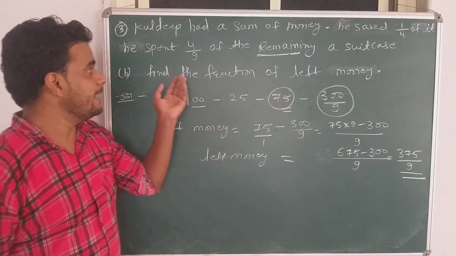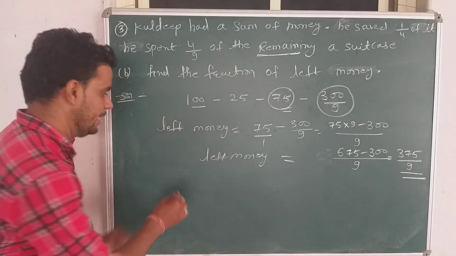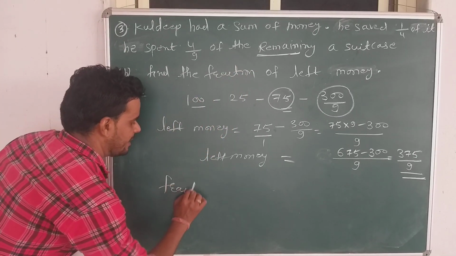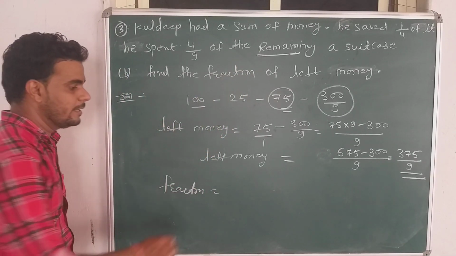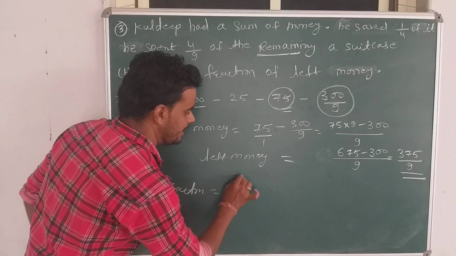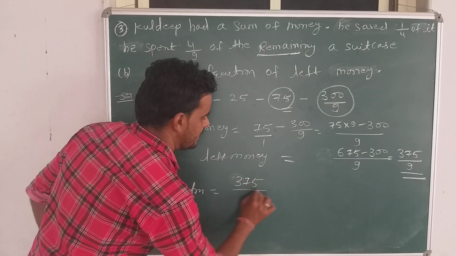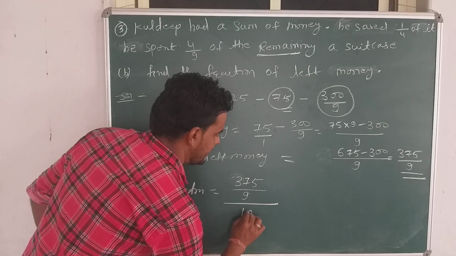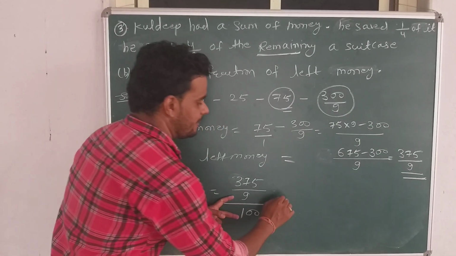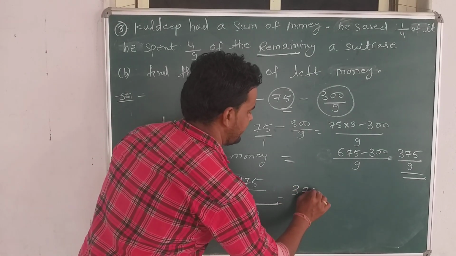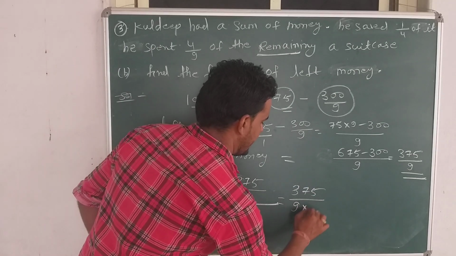But we have to find out the fraction of left money. It means we have to find out the fraction. So the fraction is, we already know that 375 by 9 is the left money, upon the total money, which is 100. So both 9 and 100 are denominators. So 375 by 9 multiplied by 100.